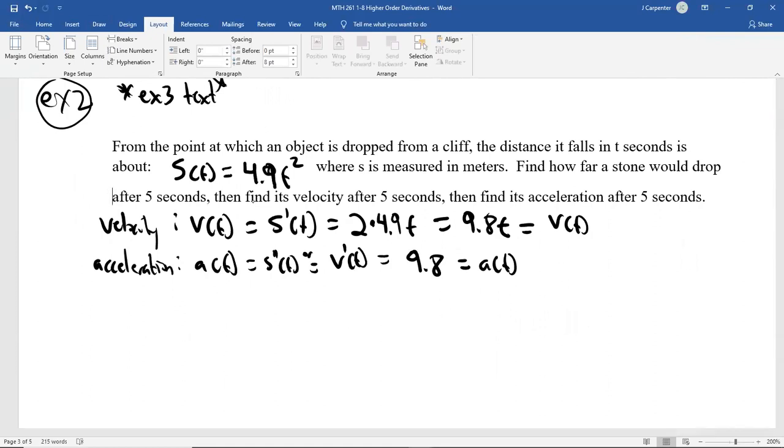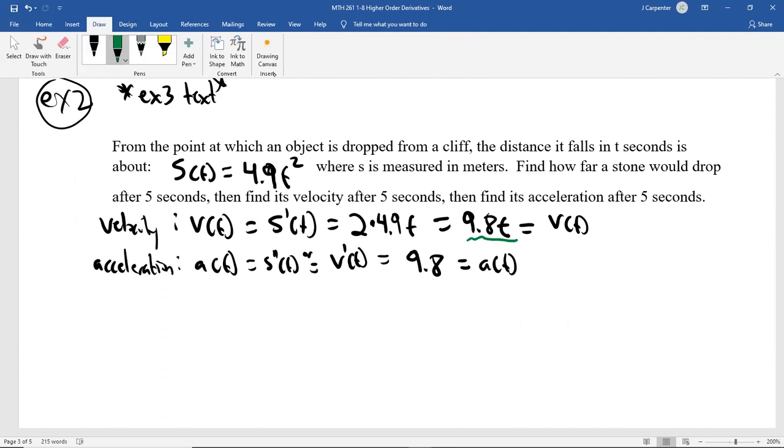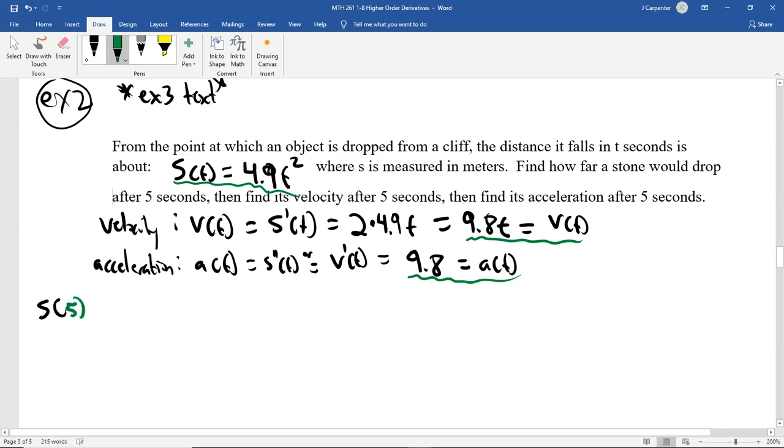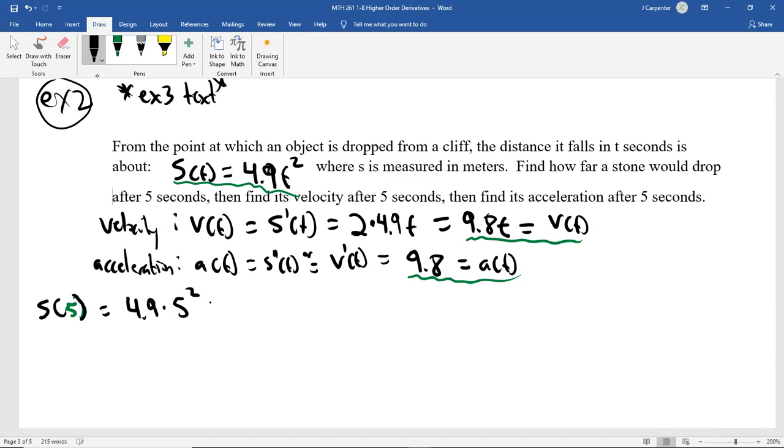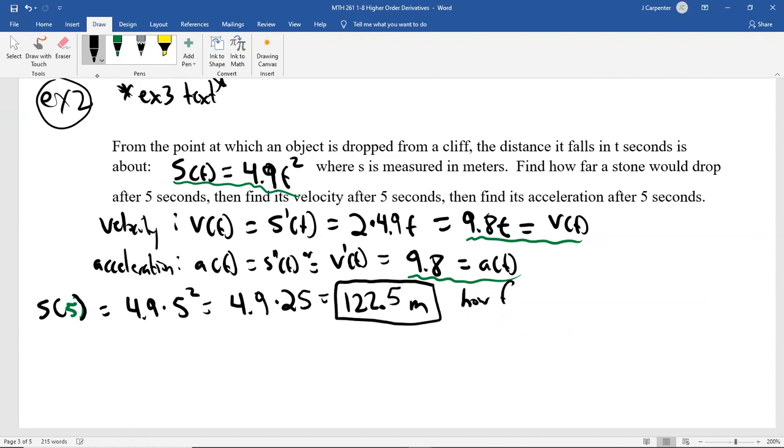So now we'll just plug in 5 into these. We'll do S of 5, which is 4.9 times 5 squared, which is 4.9 times 25. I'm not going to do that in my head. It's 122.5. Now, we said that this position was measured in meters, so that should be 122.5 meters. So that's how far it has fallen.